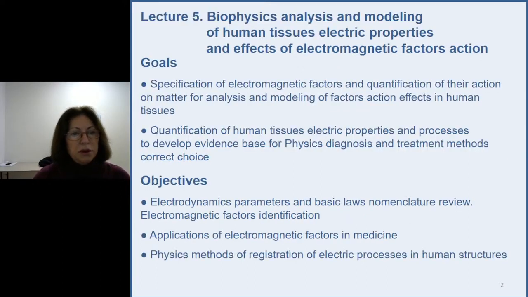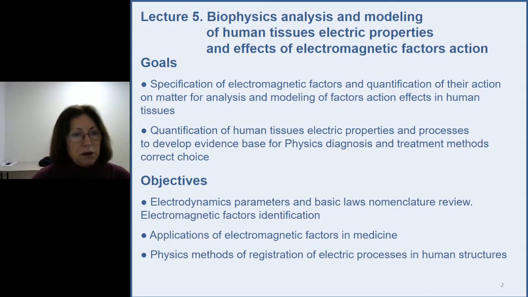So, what are the goals of our lecture today? Number 1, specification of electromagnetic factors and quantification of their action on matter for analysis and modeling of factors' action effects in human tissues. So look, what is this? We should recognize what electromagnetic factors are and what the quantities of their influence on matter are. This is required to analyze and to model the factors' action effects in human tissues.